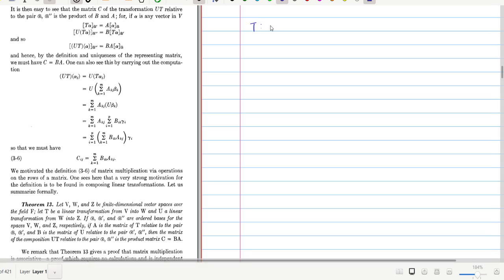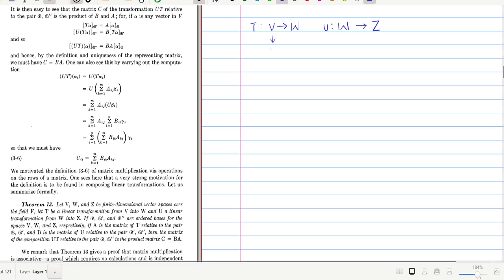from the vector space V to W, and U is another linear transformation from W to Z. Z is another vector space, and we have assumed V is a vector space of dimension n, W is a vector space of dimension m, and Z is a vector space of dimension p.